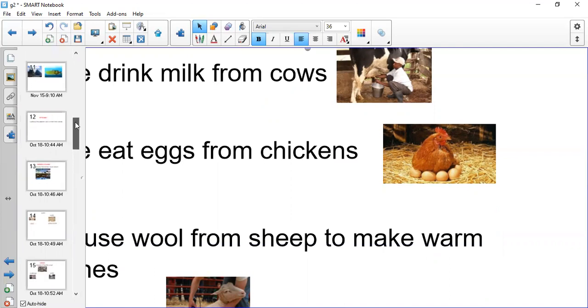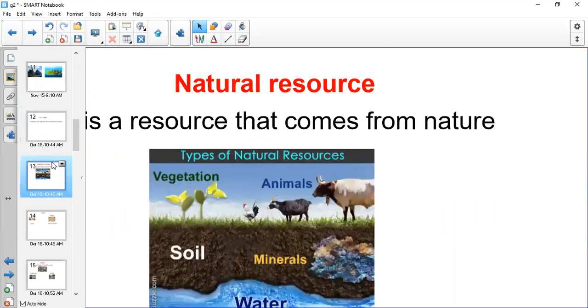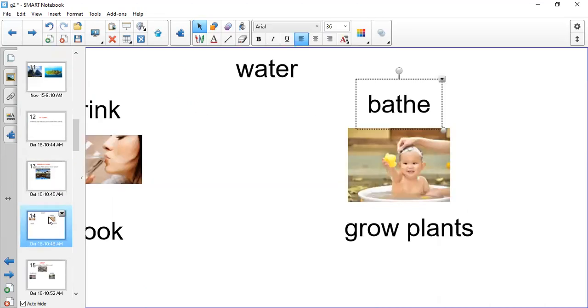So please, let's summarize what we spoke about today. We spoke about resource, and we said resource is anything that people use to meet their needs. We said natural resource is something in nature that people use, or a resource from nature. We said water is one of the examples of the natural resources, and we can use water in different ways: to cook, to grow plants, to bathe, to drink, to swim.